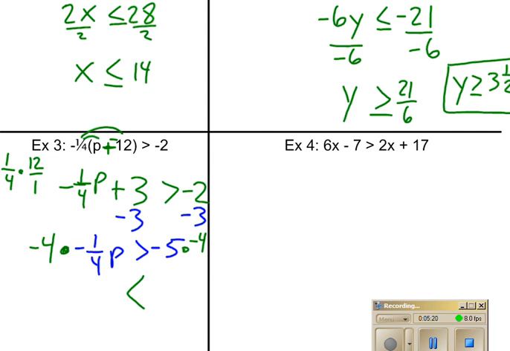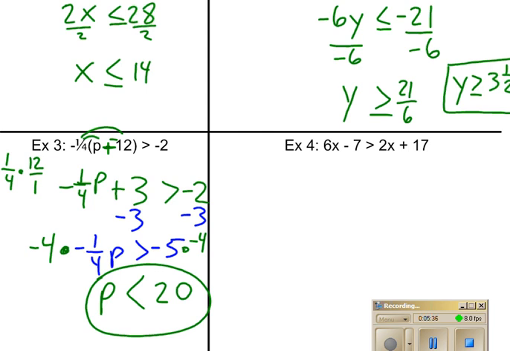Negative 4 times negative 1/4 is going to give me 1, and 1p is just p. The other side, negative 5 times negative 4 is 20. So my answer here is p is less than or equal to 20.